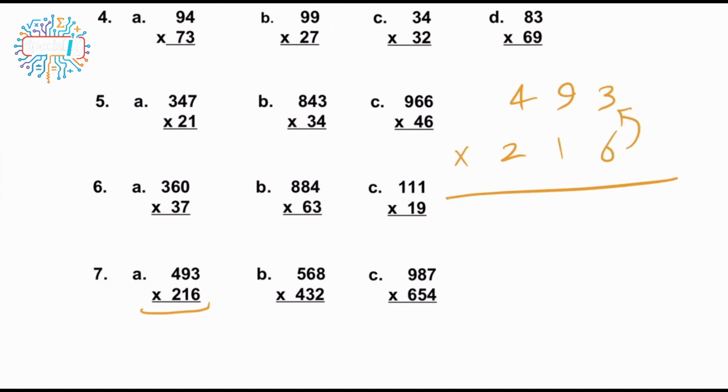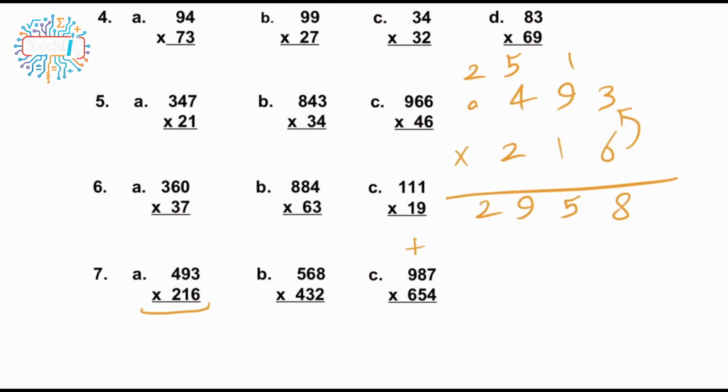6 by 3, 18, 1 to the top. 6 times 9, 54, plus 1, 55. Keep the 5, move the 5. 6 by 4, 24, plus 5, 29. Keep the 9, move the 2. This one was 0. 6 by 0, 0 plus 2, this number.